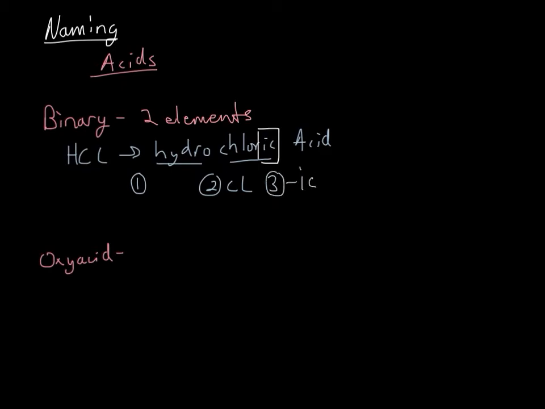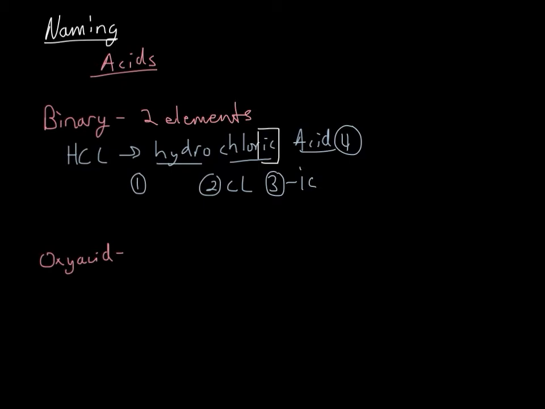And finally, step number 4, we add acid at the end. So that's all there is to it. We have 4 steps. Step number 1, hydro in front. 2, drop in the element. 3, tack on an ic at the end. And finally, add acid.